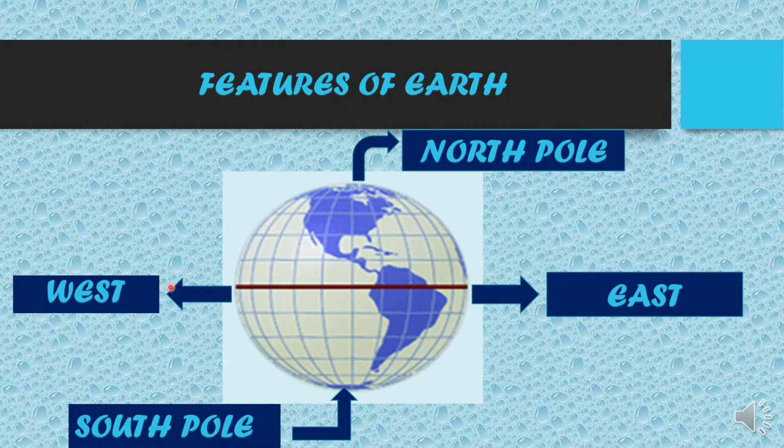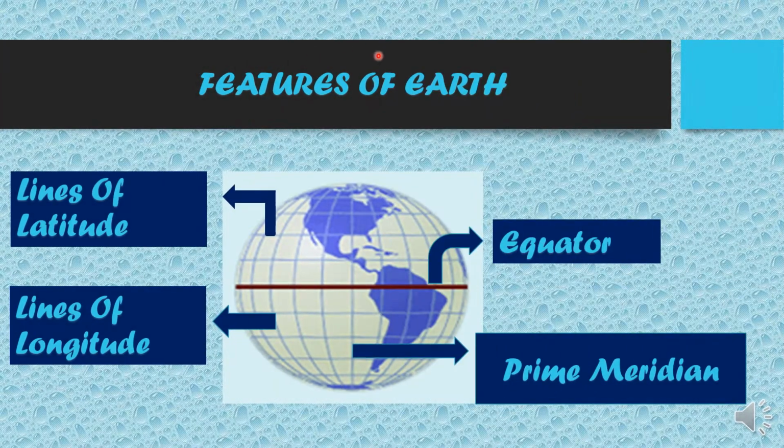Features of Earth. This is North Pole, this is South Pole, this is East and this is West. Features of Earth. These are lines of latitude. Lines that are parallel to the equator are called lines of latitude. And this is equator, this is prime meridian, and this is lines of longitude.